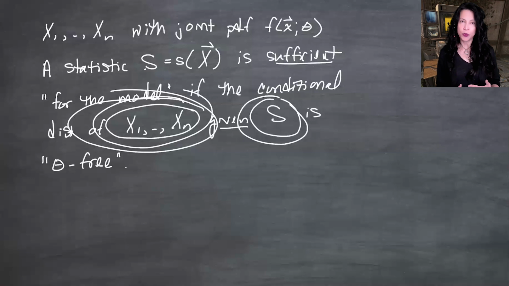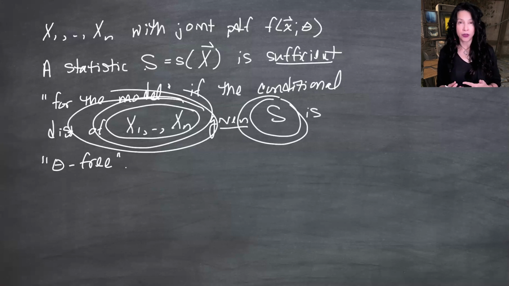And last time we looked at the Bernoulli distribution, and we kind of guessed at a sufficient statistic, and we showed it was sufficient using this definition. We looked at the joint probability that capital X1 equals little x1 out through capital Xn equals little xn, given capital S equals little s, and we worked through that, and we showed that it didn't depend on the unknown parameter p in that case for the Bernoulli distribution.